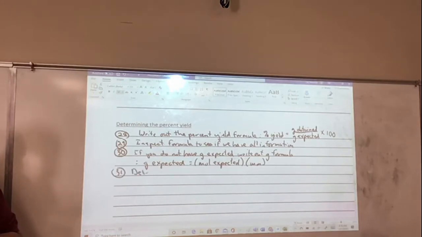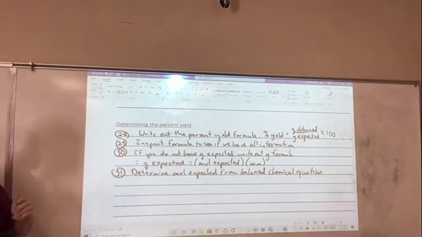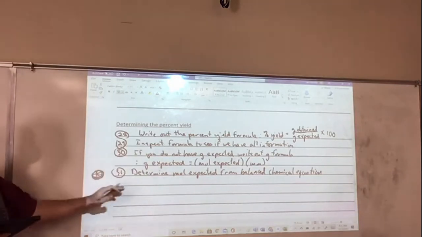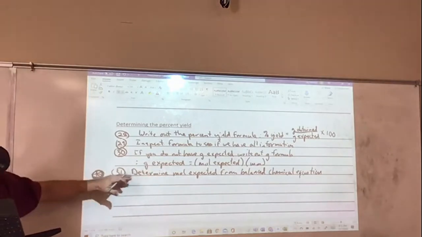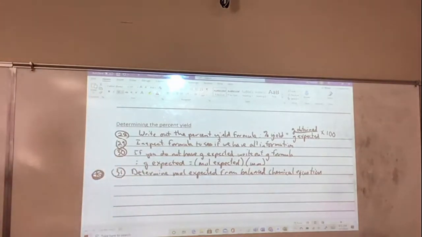Determine moles expected from balanced chemical equation. Okay, this is one of the single most important points of the whole laboratory. How do I know what I am expected to get? How do I know what I'm expected to get?